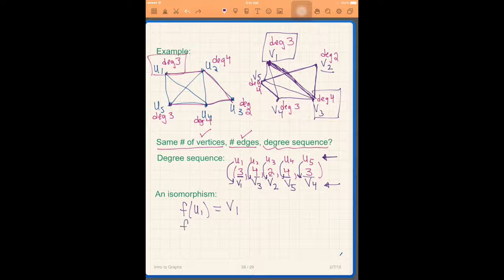And then what else? It's going to take U sub 2 and map it to V sub 3, U sub 3 is V sub 2, U sub 4 is V sub 5, and I've run out of room, but U sub 5 will be V sub 4. So this is a choice of an isomorphism so that we do have the same number of vertices, of course, the same number of edges, and we do get back the same degree sequence.